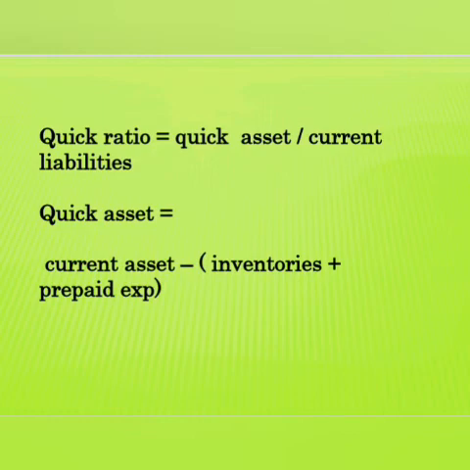loss of value. Ideal quick ratio is 1:1. That means liquid assets are equal to current liabilities.